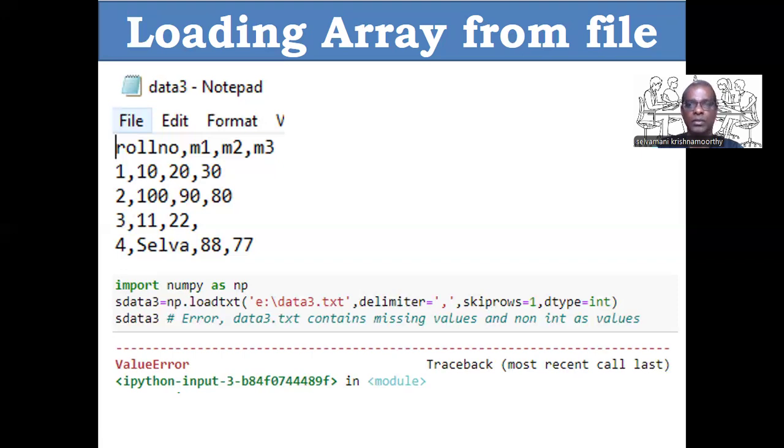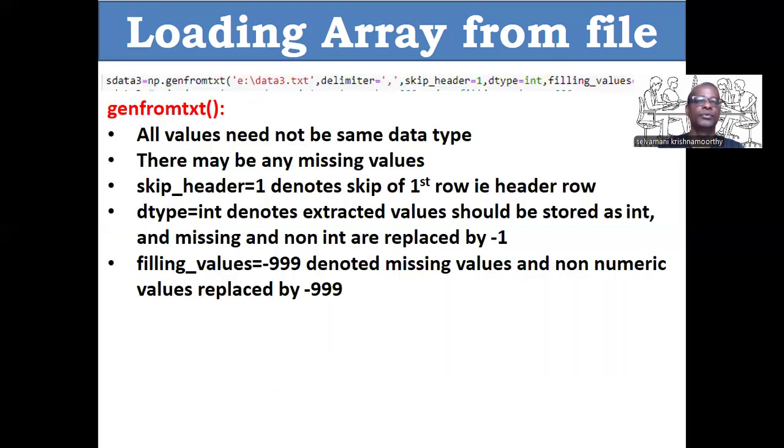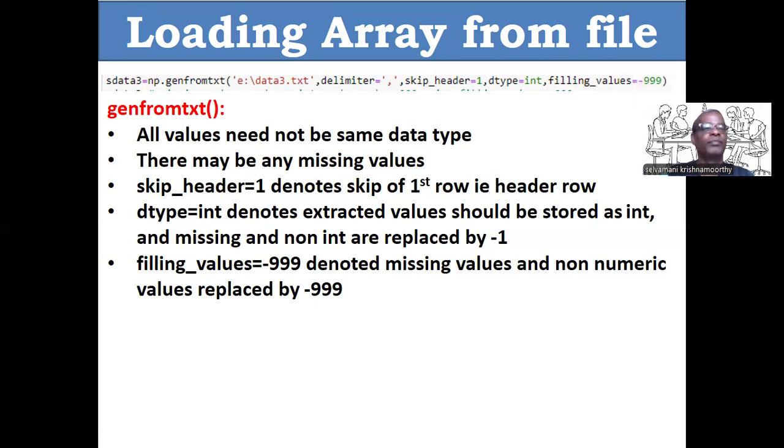Then how can we solve this? I have a text file that has some missing values and some numeric values, I mean different data types also. How can we create an array from this data3.txt file? In this case only, we want to use genfromtxt. loadtxt cannot handle missing values or non-integer values. genfromtxt can handle both. How? See the syntax here.